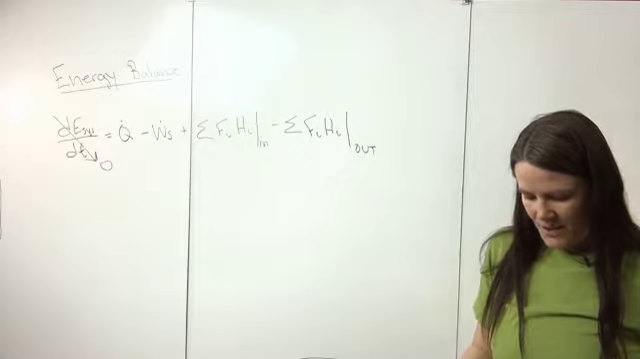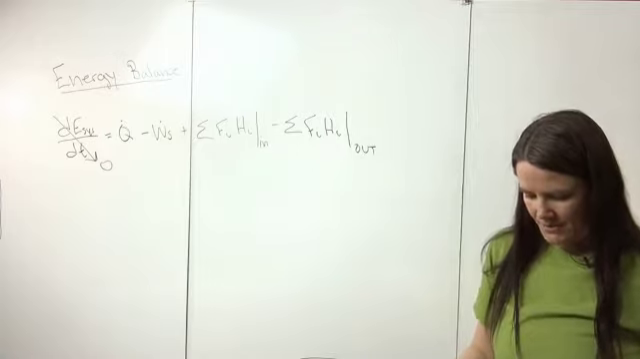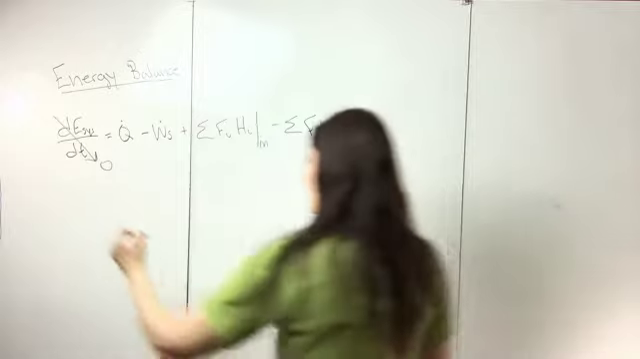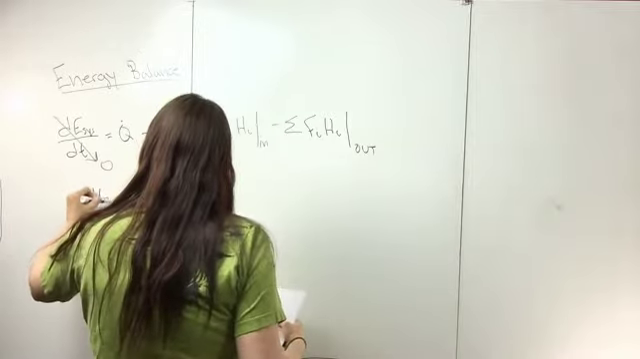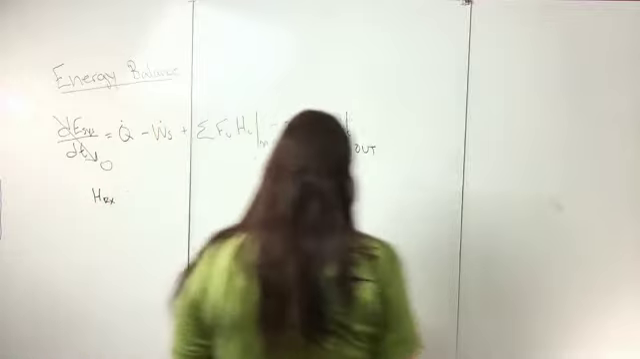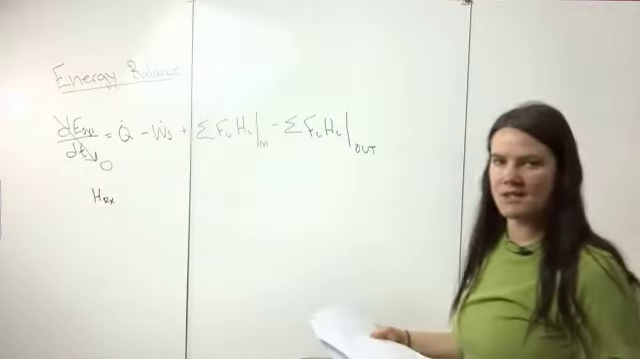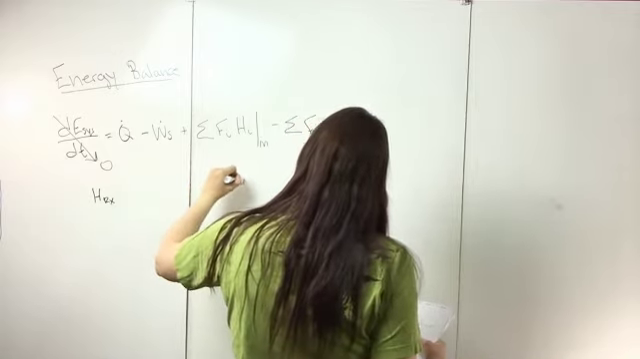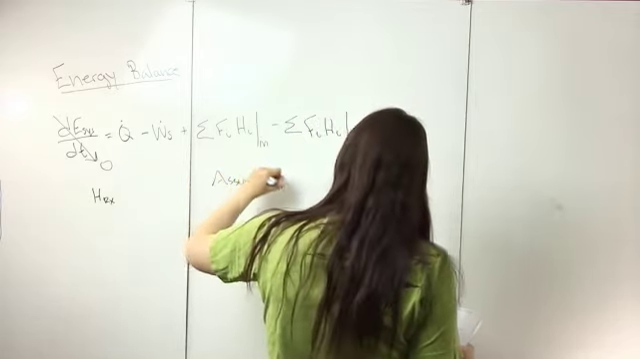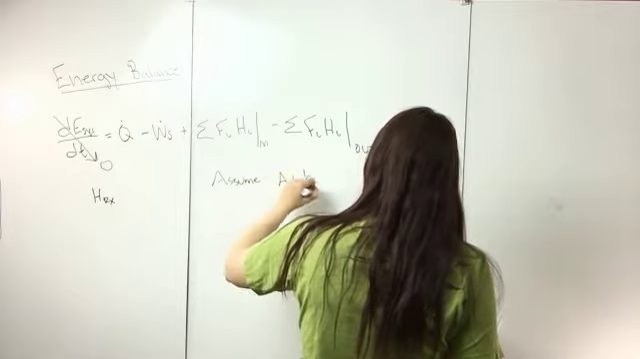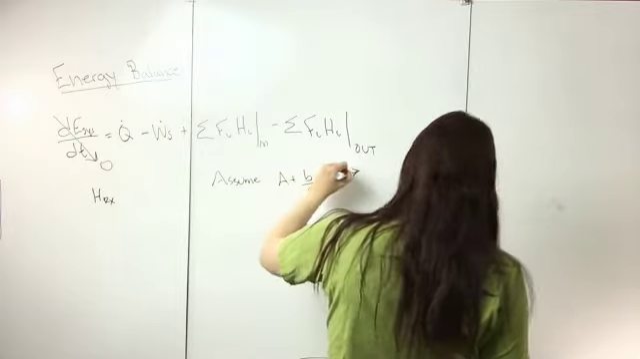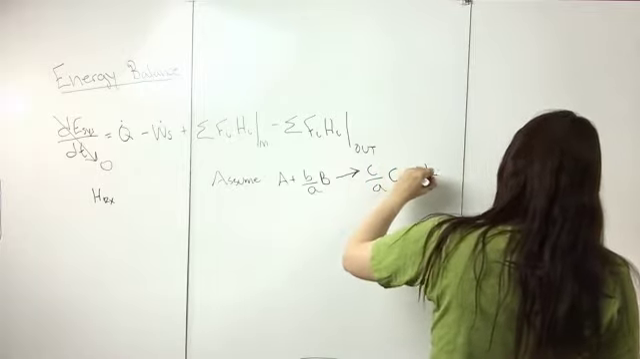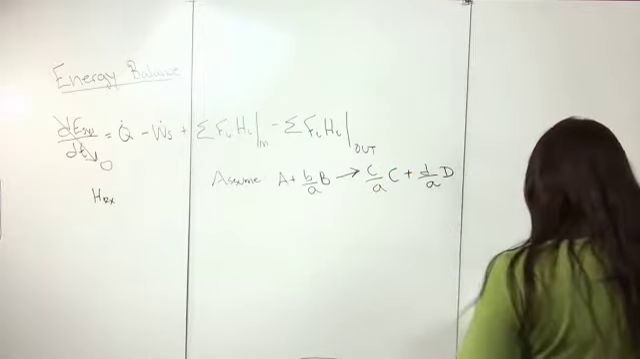And then we want to rewrite this equation in terms of the heats of reactions. So first of all, I'm going to assume that I have the following reaction. So assume that we have A plus (b/a) B goes to (c/a) C plus (d/a) D.